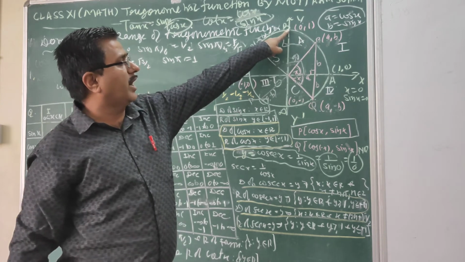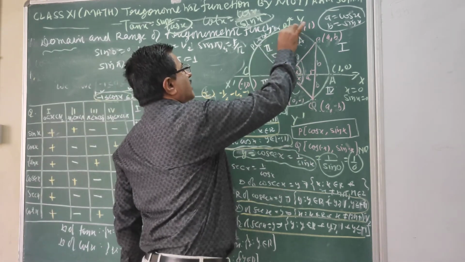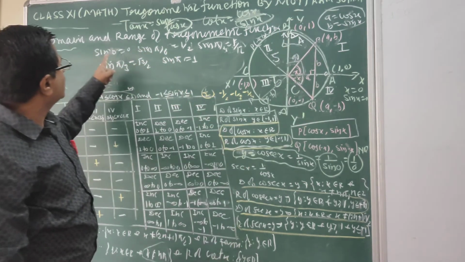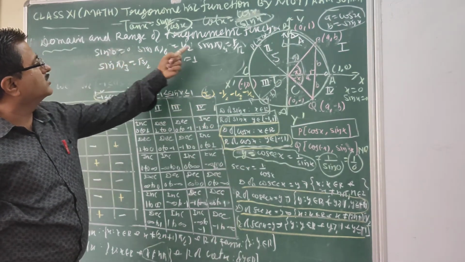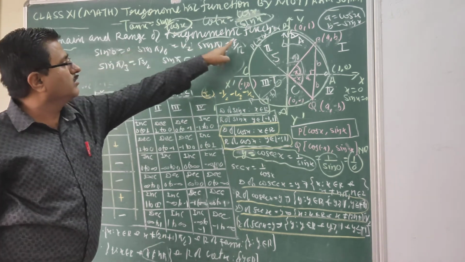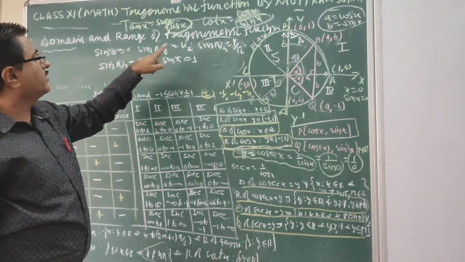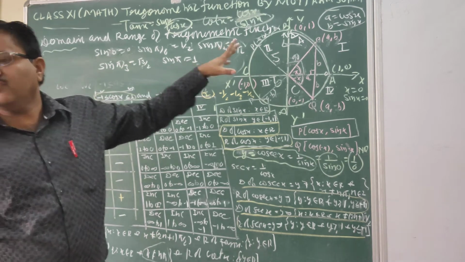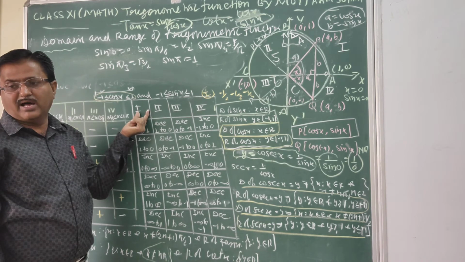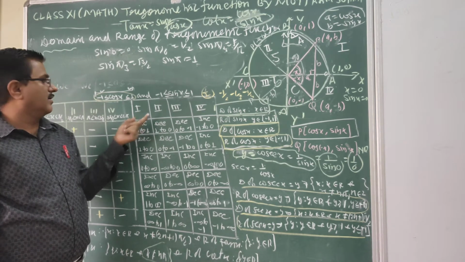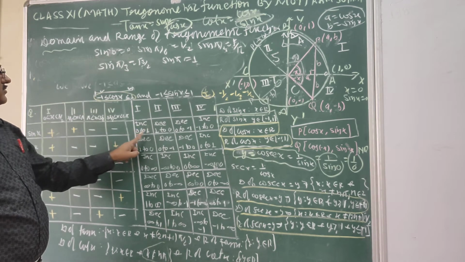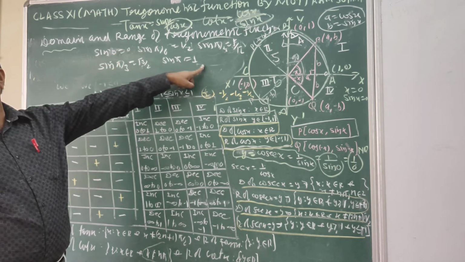So what we see is that as theta increases in the first quadrant from 0 to pi by 2, the corresponding value of sin also increases: 0, 1 by 2, 1 by root 2, root 3 by 2, 1. So in the first quadrant sin x is increasing. So see what we have written here in the table. This is a very important table. In the first quadrant sin x is increasing from 0 to 1.